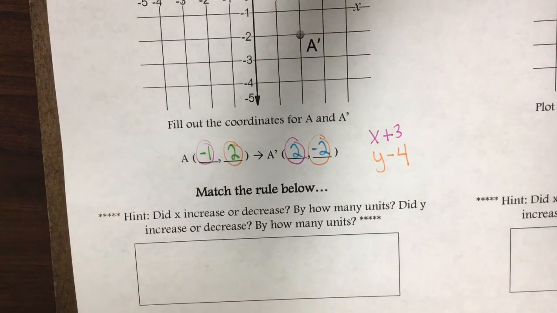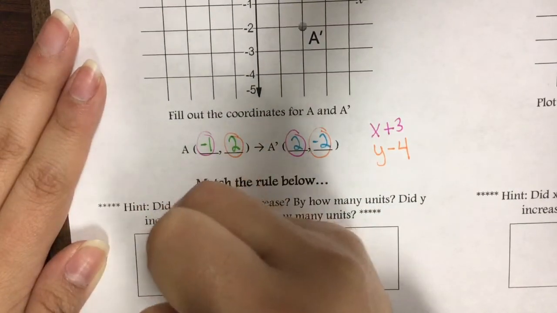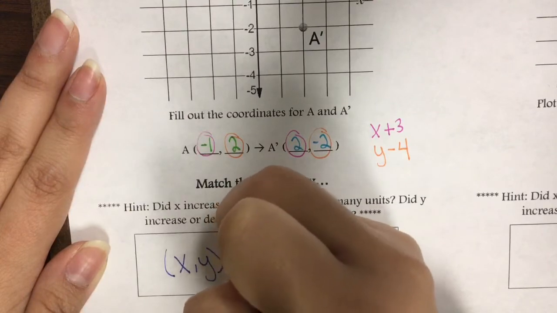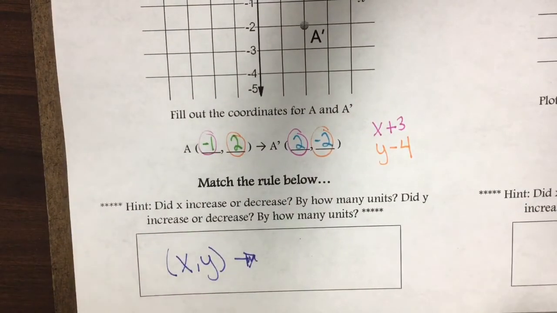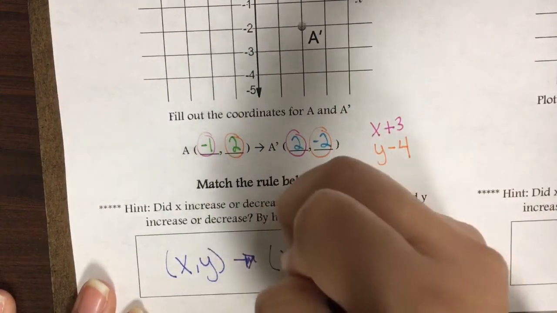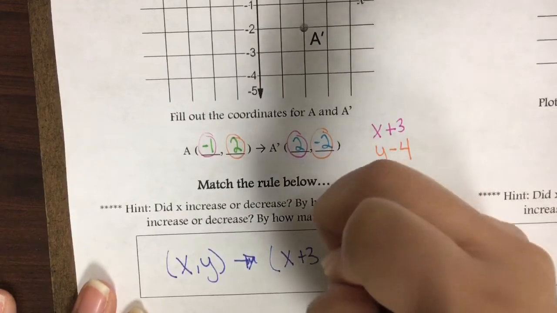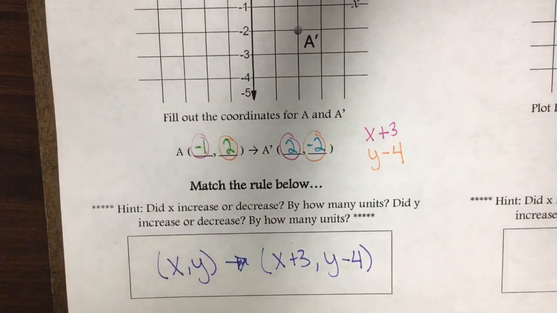So now that we have our changes, we can go ahead and write our rule. Remember, our algebraic representation or rule always starts off with x, y, changes to, and then this is where it's going to be different depending on the transformation that happened. So here, x increased by 3 and y decreased by 4. So this would be the rule for the first one.